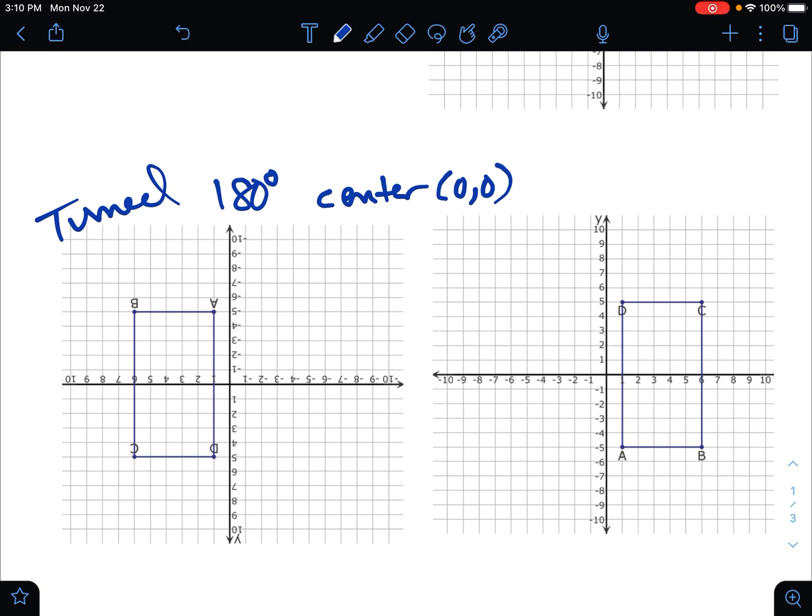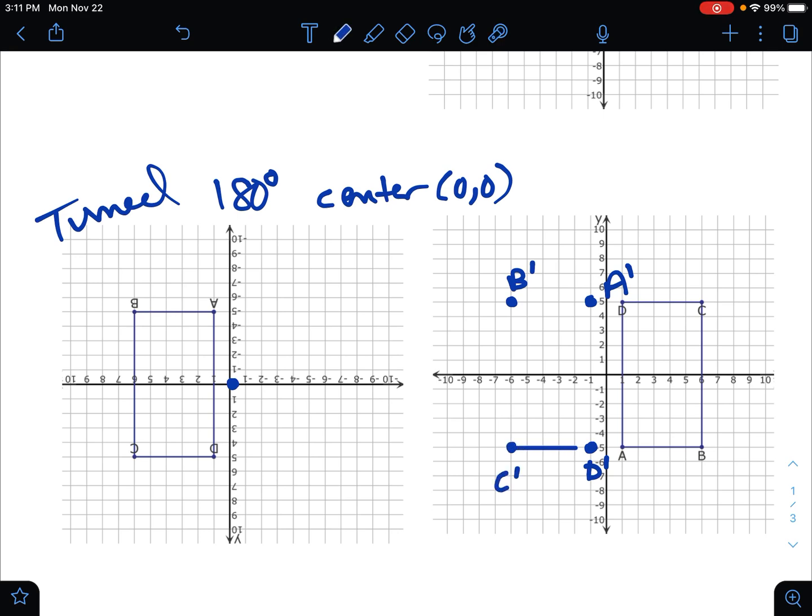And I'm going to use the distances from 0, 0 to get to each point. So new A is 1 left, 5 up. So in the turned back version, from 0, I go 1 left, 5 up, and that's A prime right here. B is 6 left, 5 up. So B prime would be right here. And then D would be 1 left, 5 down. This is D prime down here. And then lastly, C would be 6 left, 5 down. So 6 left, 5 down, our new location over here.